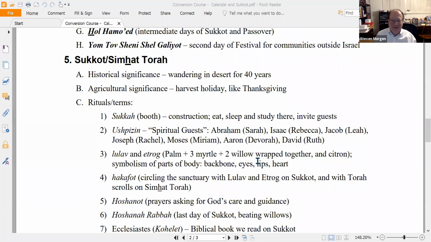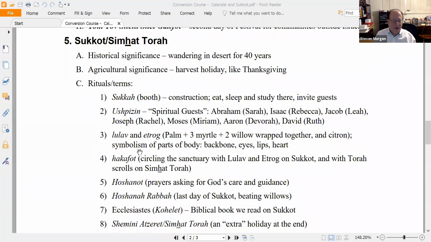And so one of the things that you can ask is, why do we invite these people? What did they tell us? What did their lives teach us? Are there things we can learn from their lives when we invite them spiritually into our sukkah? But that's one of the things that we do.